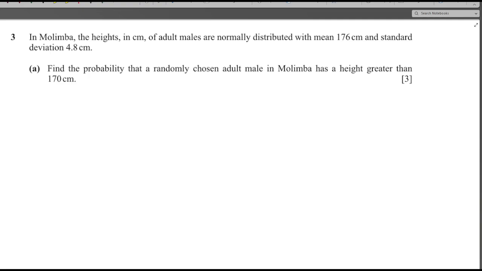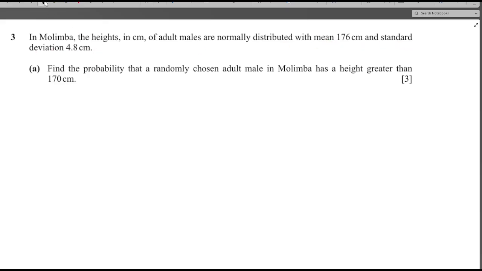Here in question number 3, the question is: in Mulimba, the heights in centimeters of adult males are normally distributed with mean 176 centimeters and standard deviation 4.8 centimeters. Find the probability that a randomly chosen adult male in Mulimba has height greater than 170 centimeters. So here the problem is related to the normal distribution. What is given? Mean height is given and standard deviation is given.